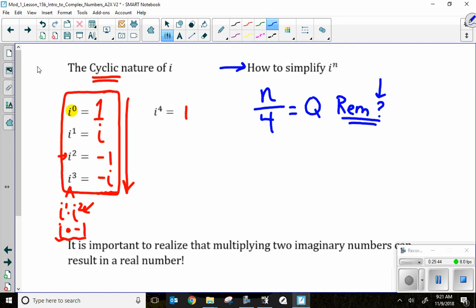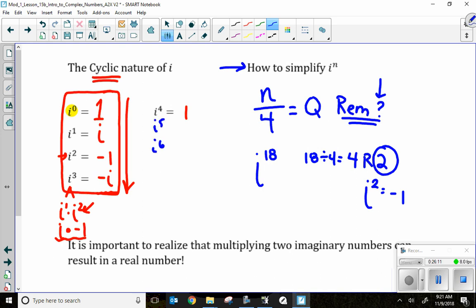Listen to me for one moment. If I have i to the 18th, I take 18 and divide it by 4. It goes in there 4 times with the remainder of 2. This becomes your new exponent, and i squared is negative 1. How is that? Because if I did this pattern, i to the 5th, i to the 6th, i to the 7th, and so forth, and did another 4, then another 4, i to the 18th would be right across from i squared.